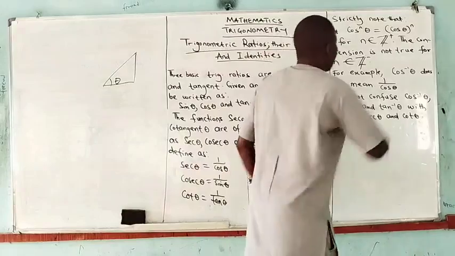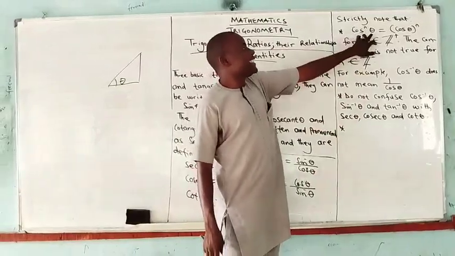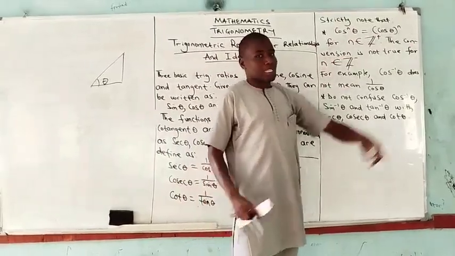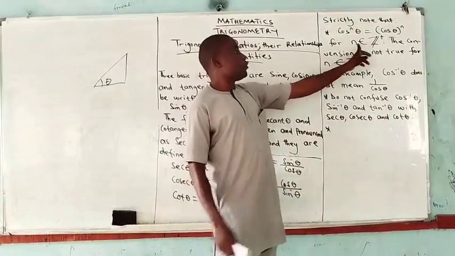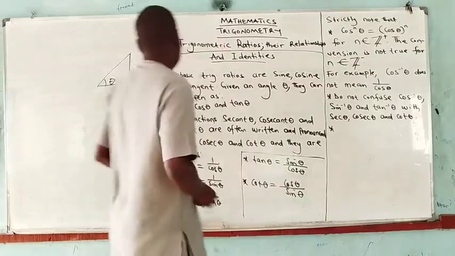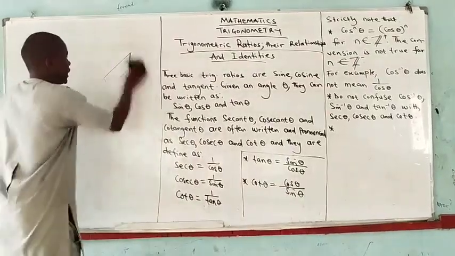Then you should strictly know that cos n theta can be written exactly as cos theta n, but for n in the set of positive integers. What do we mean? If you have something like this, look at this.